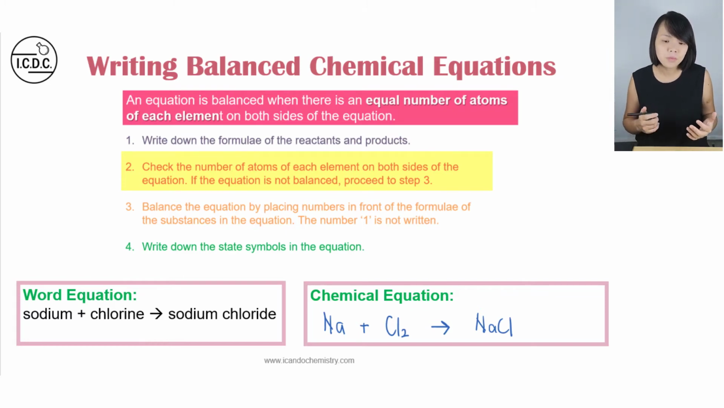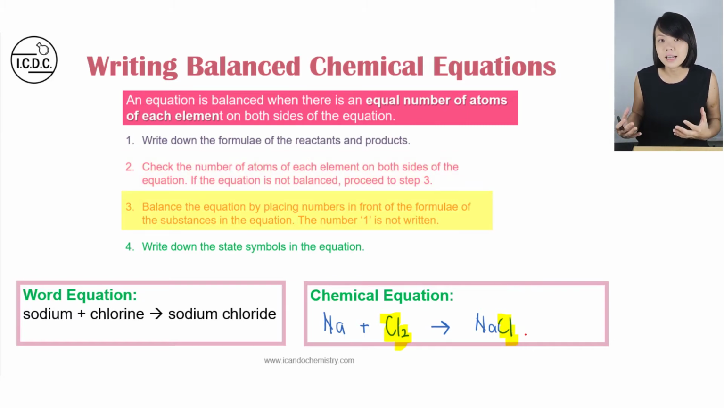Next, step 2, we are to check the number of atoms of each element on both sides of the equation. On the left hand side, we have 1 sodium. On the right hand side, we have 1 sodium. So for sodium, it is balanced on both sides. What about chlorine? On the left hand side, we have 2 chlorines. On the right hand side, we only have 1 chlorine because we did not write anything over here. If we didn't write anything at the bottom as a subscript, then it means that there's only 1 chlorine. Now, on the left, we got 2. On the right, we have 1. So for chlorine, it is not balanced. So what do we do? We proceed to step 3.